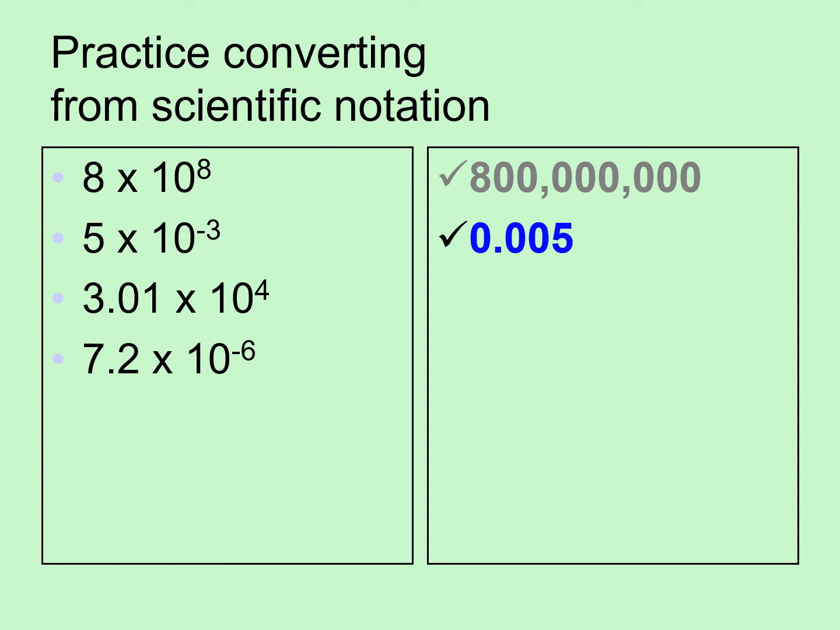3.01 times 10 to the 4th. 10 to the 4th is 10,000, so this is 30,100. 7.2 times 10 to the minus 6th. That's a small number, so I'm going to move the decimal place to the left and make this a small decimal number. It will be 0.00000, 5 zeros, 72, not 6 zeros. Don't get confused by the exponent and the number of zeros. That's not how it works when you're going negative, because you have to go from the right to the left of the original coefficient. And it takes up one of the spaces.